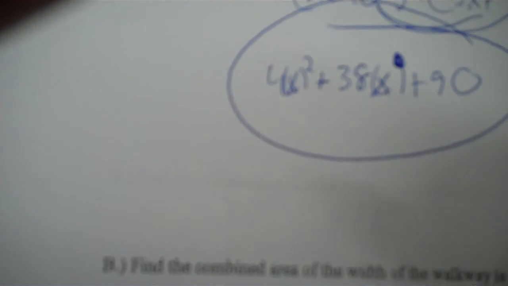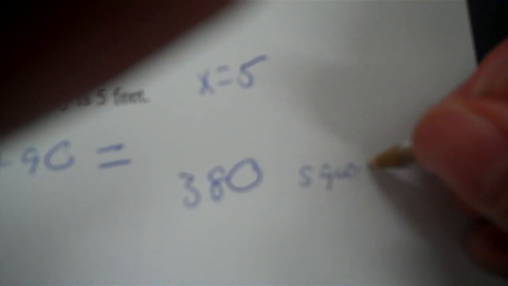Okay, so now it tells me that the width of the walkway is 5 feet, so x equals 5. So we need to replace the x's with the number 5. So 4 parentheses to the second, 38 parentheses, plus 90, and we put the 5 and the 5. 4 parentheses 5 to the second plus 38 parentheses 5 plus 90 gives me my answer of 380 square feet this time. Okay, and then on this, just do the one problem at the end. Thanks.